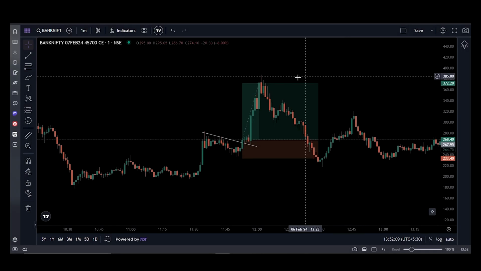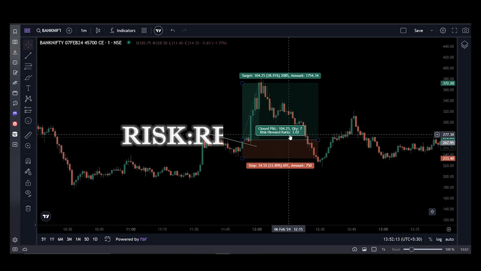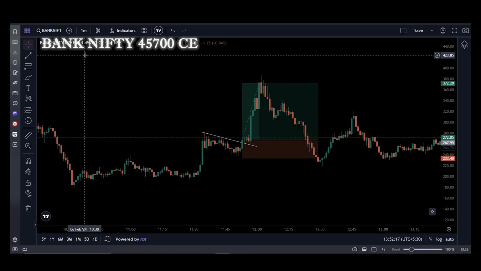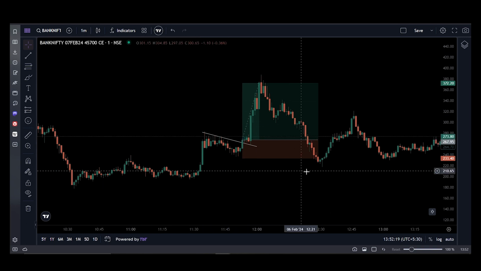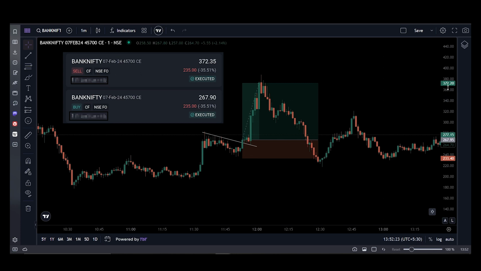Today we are going to analyze how I managed to book 100 points profit in a Bank Nifty option with a risk to reward ratio of 1:3. Here you can see the chart of the Bank Nifty 45,700 call, where I placed my entries at around 267 and exited at around 372.